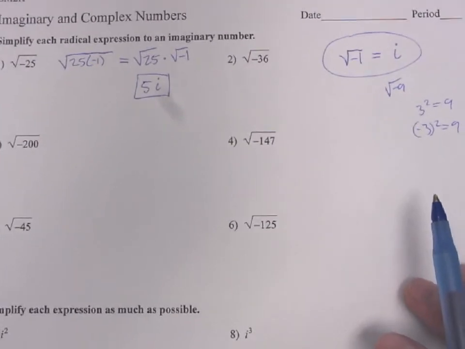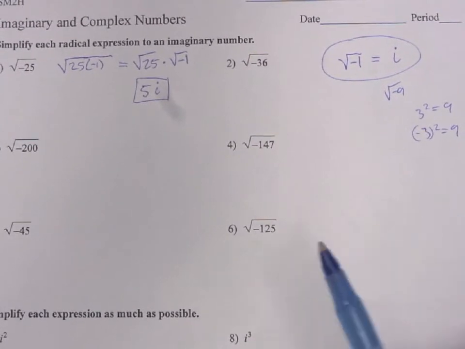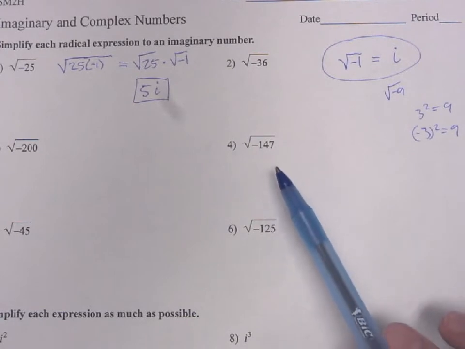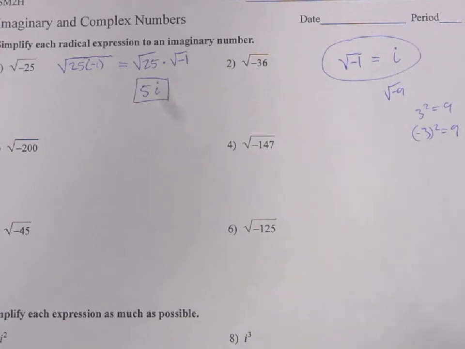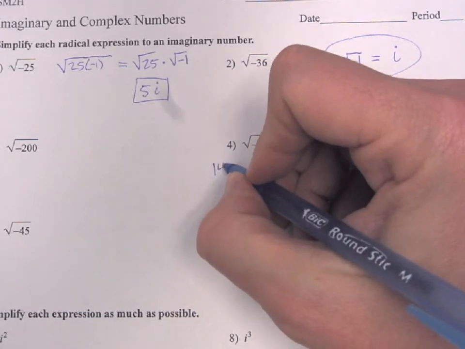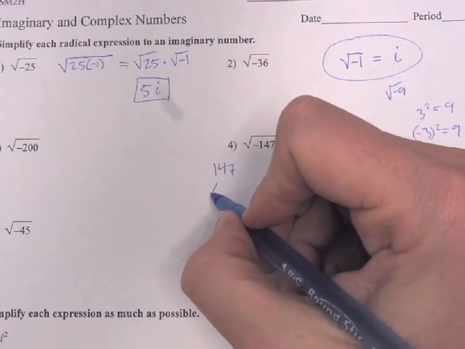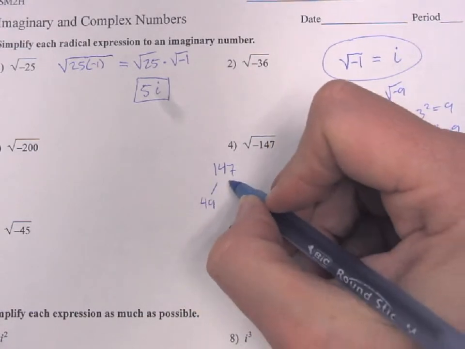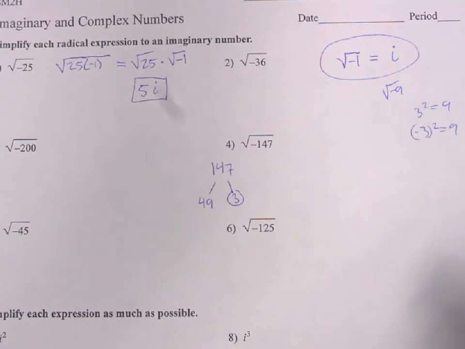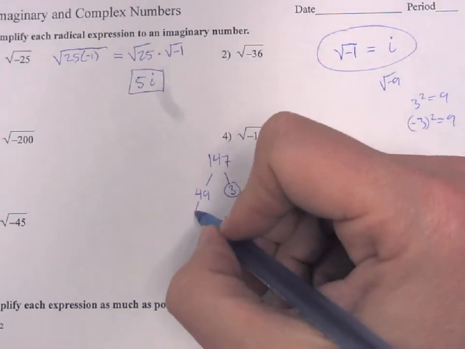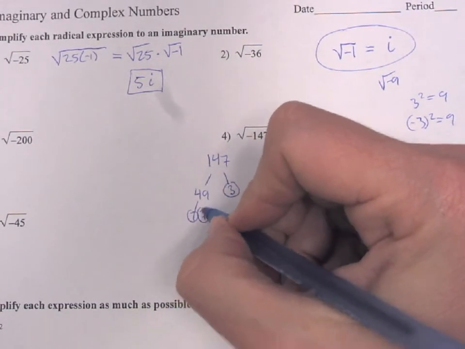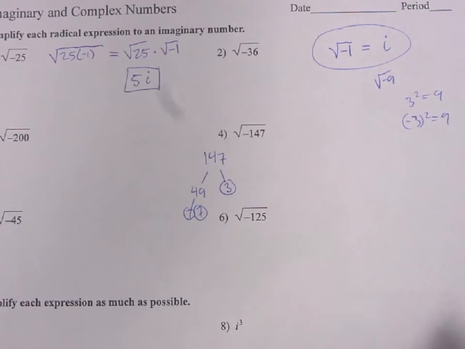All right, let's look at another one of these problems. Let's take the square root of -147. Now 147 is not a perfect square. So what we might want to do here is factor this. It looks like what we're going to have is a 49 and a 3. And 3 is prime, but 49 is 7 times 7. Okay, so there's our prime factorization.